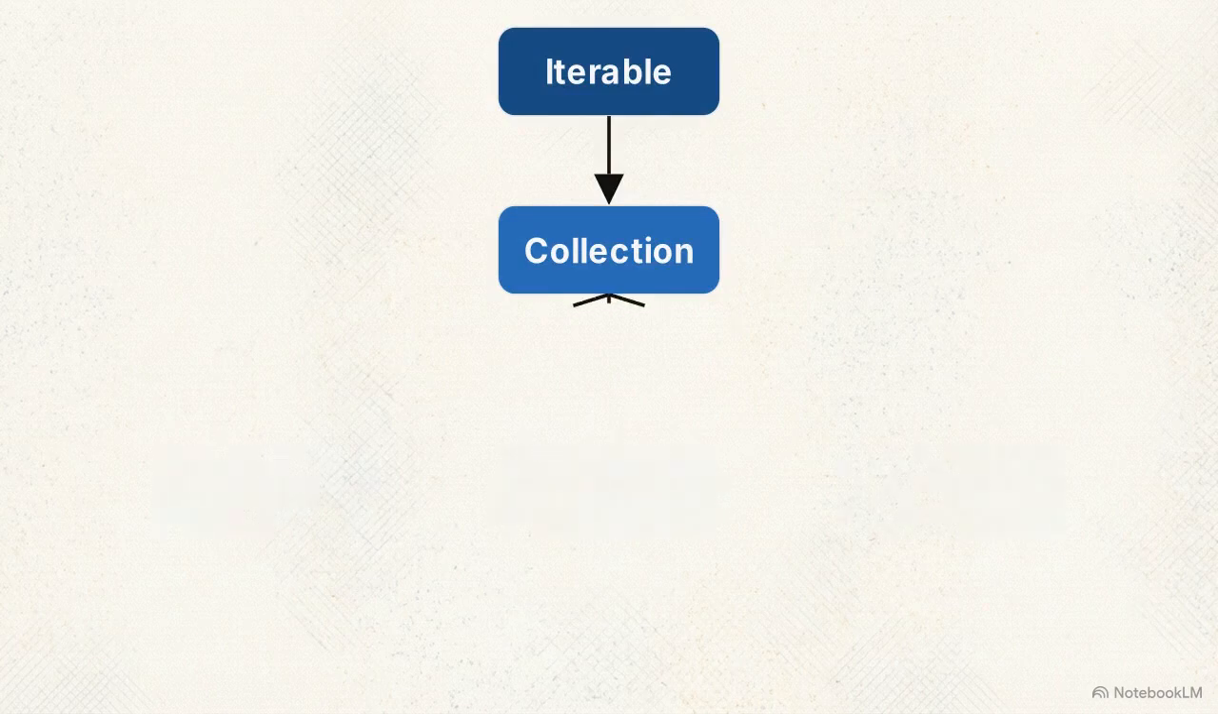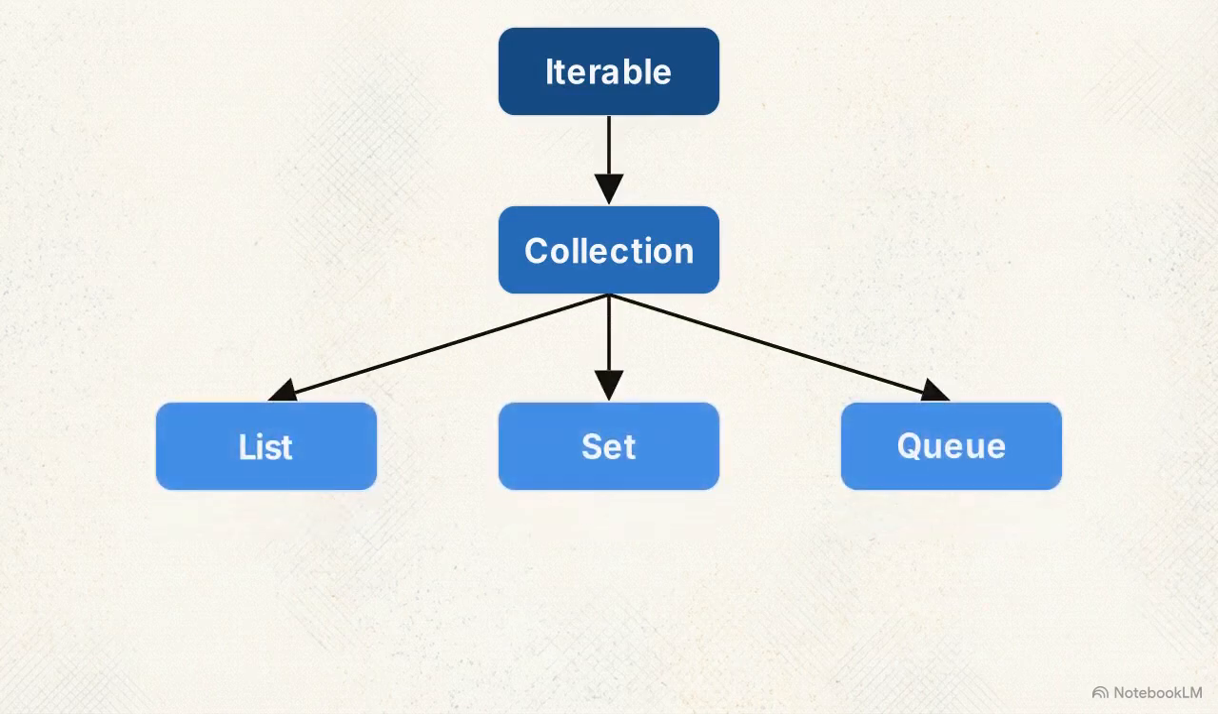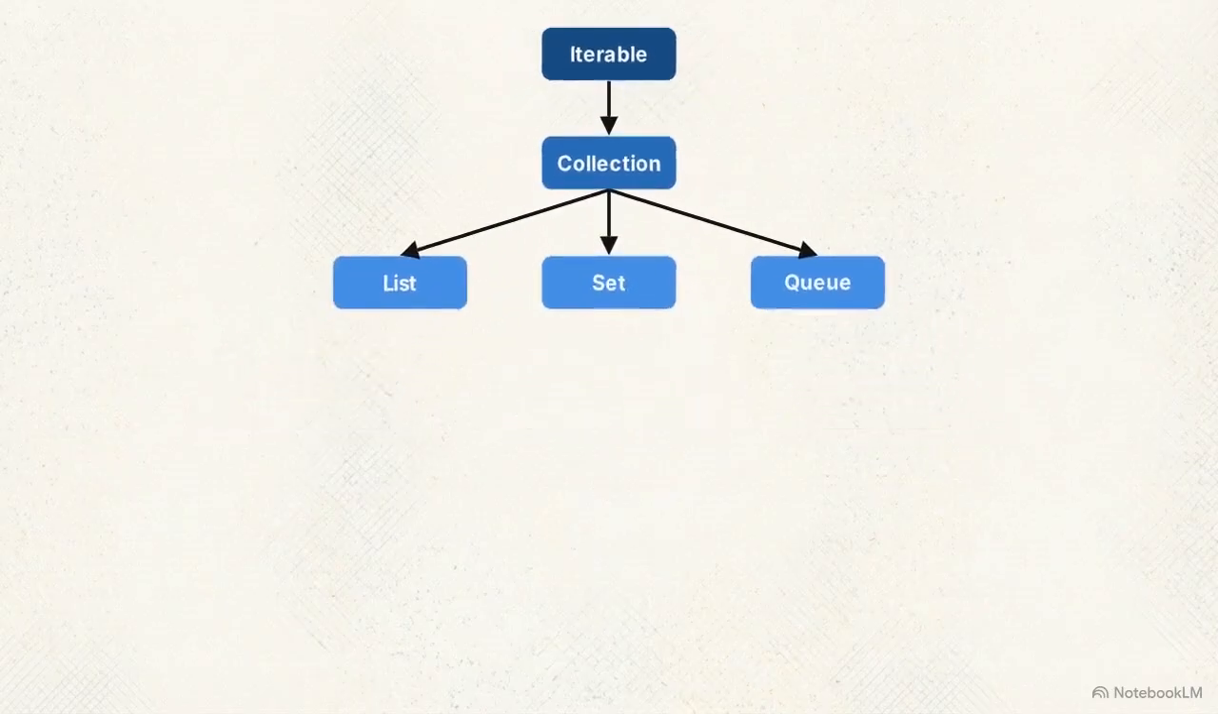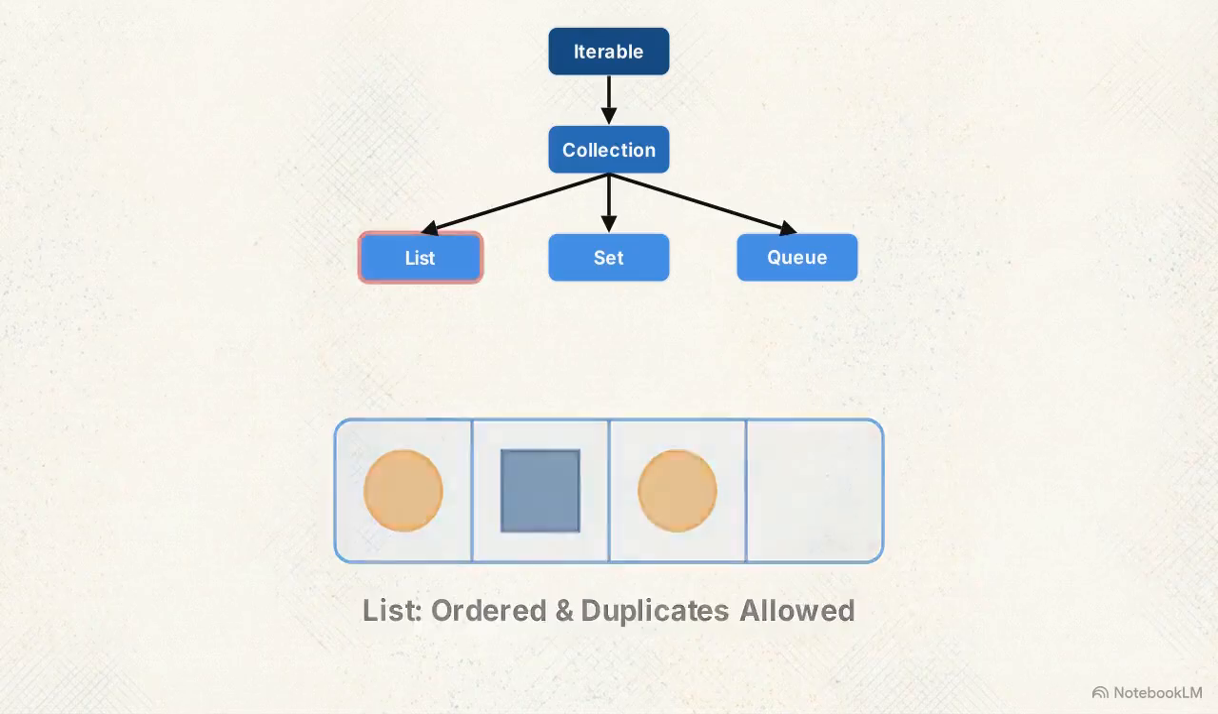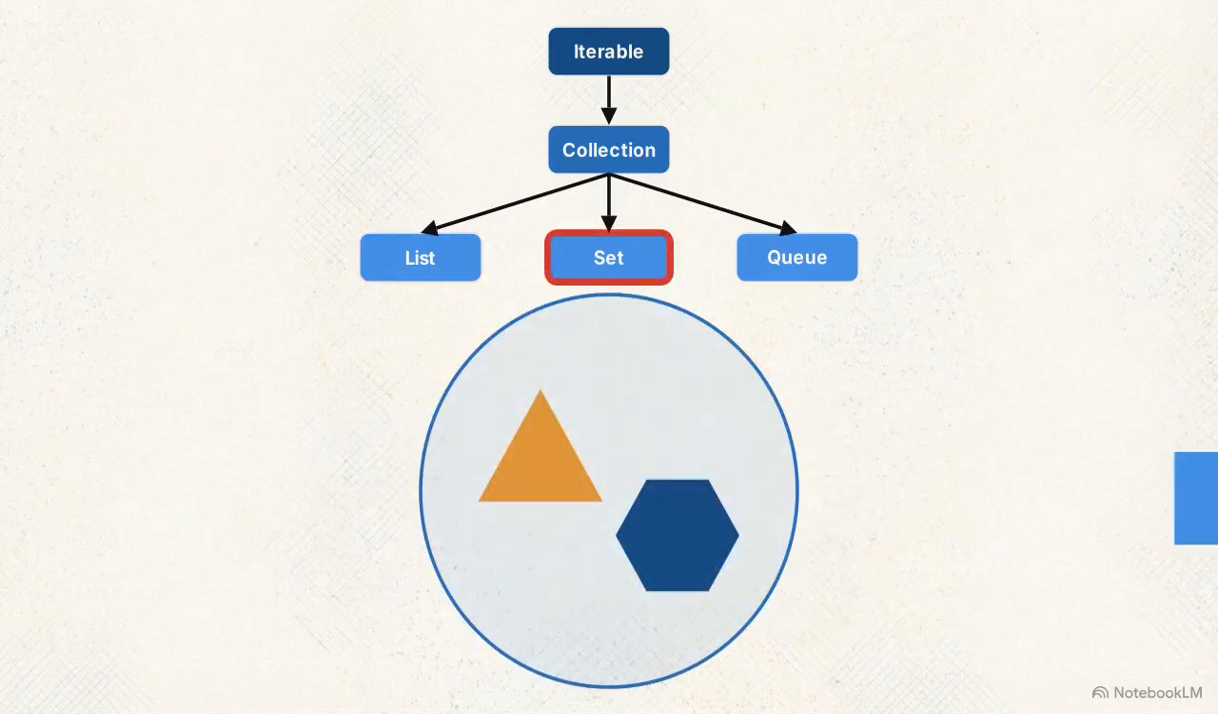Looking at the single element hierarchy, logic flows from the iterable interface down into collection, where it branches into three distinct contracts: list, set, and queue. The list contract maintains insertion order and permits duplicate elements. If you insert two identical values, the structure preserves both in the order they were received. The set contract enforces mathematical uniqueness. It rejects duplicate elements, ensuring that every entry within the collection is distinct.